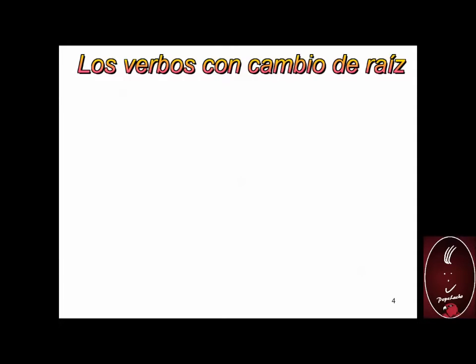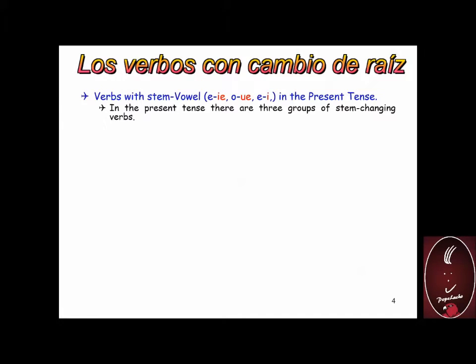In this tutorial, we're going to review stem changing verbs in the present tense, and we have three groups of verbs. The main groups are stem changing verbs E to IE, O to UE, and E to I. Those three groups apply to all of the verbs in Spanish and the three categories: AR, ER, and IR verbs.